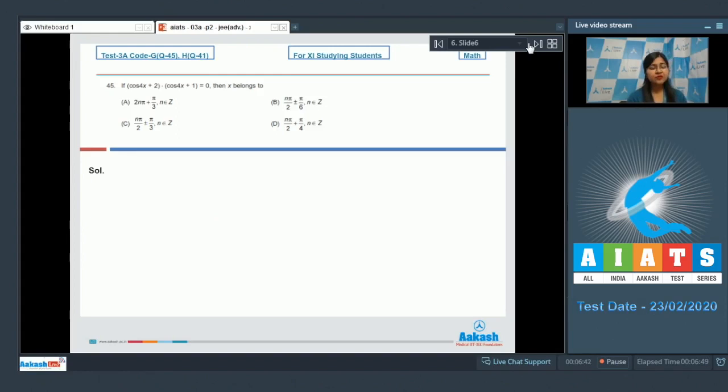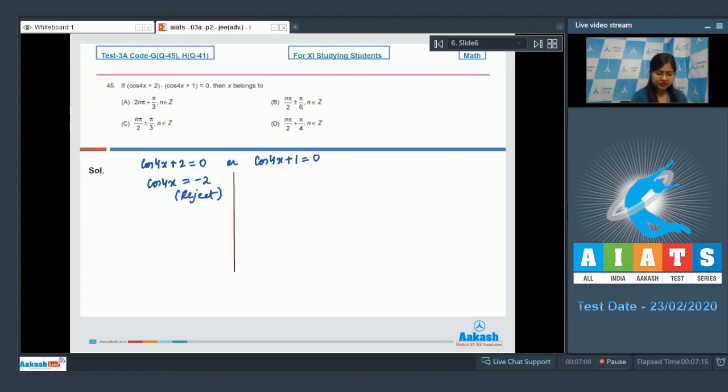See, multiplication of two things is equal to 0, which means that either cos 4x + 2 is equal to 0 or cos 4x + 1 is equal to 0. Now this means that cos 4x is equal to minus 2, which is not possible because cos theta goes from minus 1 to 1. So this is rejected.